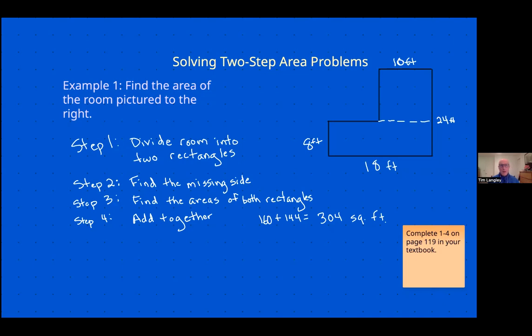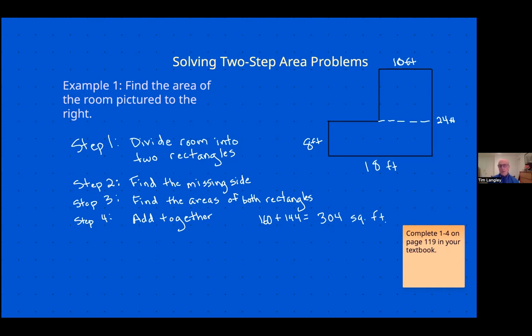Okay, solving two-step area problems. Very often you run into this anytime you're doing home improvement, adding carpet to a room, figuring out molding lengths for a room that maybe is not just a perfect square or a rectangle. So example one, find the area of the room pictured to the right. I've got a room here. This looks like two different rectangles, and we've been given dimensions.